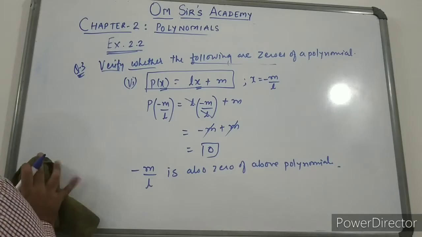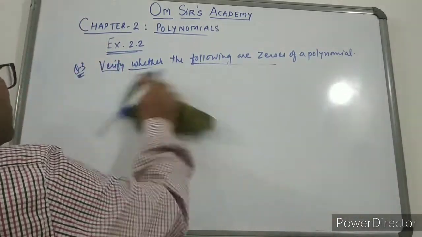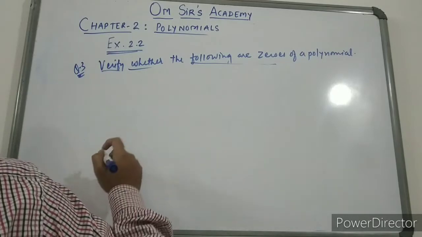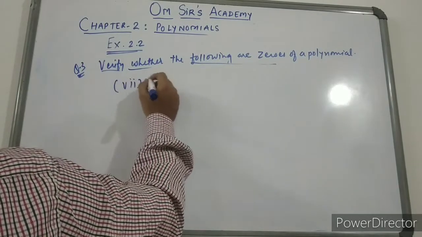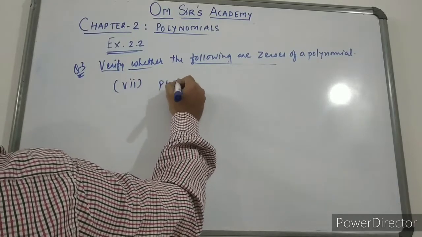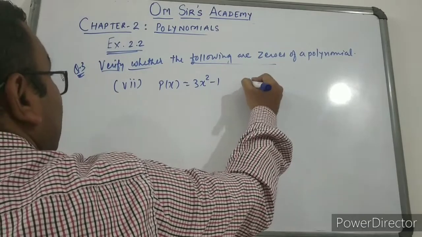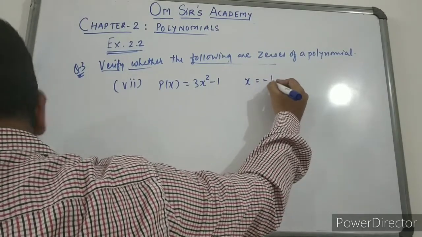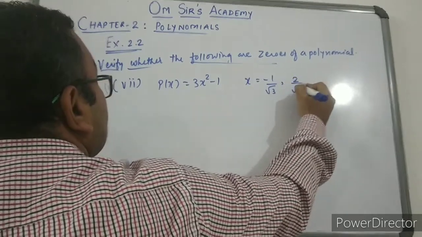Then next sum. Sum number 7 is p of x equals to 3x square minus 1, and we have to take two values of x. x equals to minus 1 upon root 3 and 2 upon root 3.